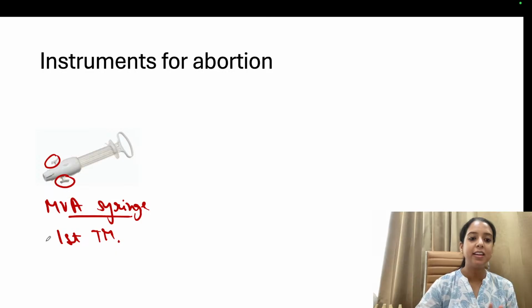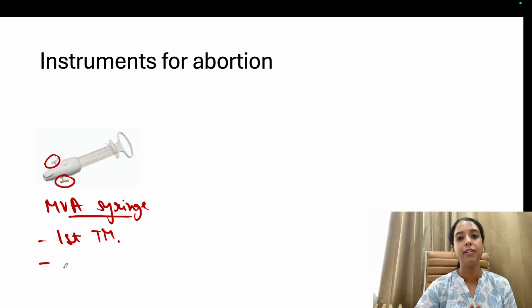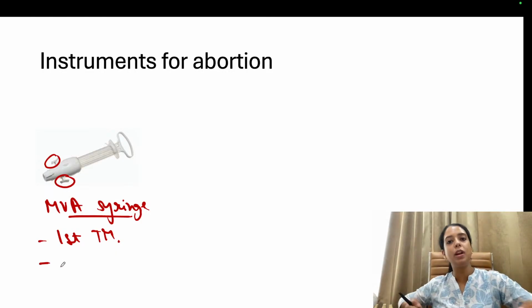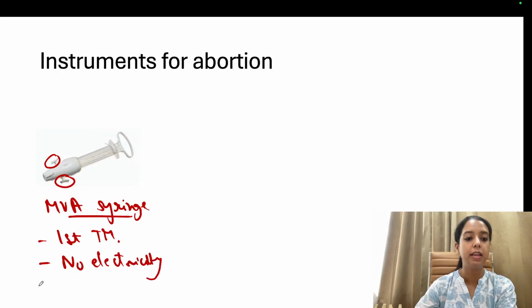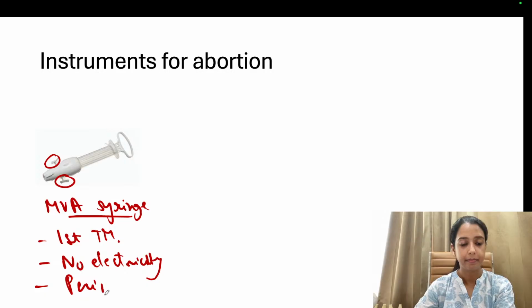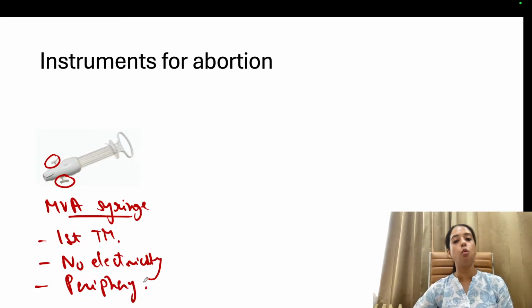Okay? And MVA syringe's good thing is there is no use of a suction pump. We manually create the pump. Manually we do the pumping. So there is no electricity needed. And I can very well use it in the peripheries. But important, it is used only for first trimester surgical abortions.